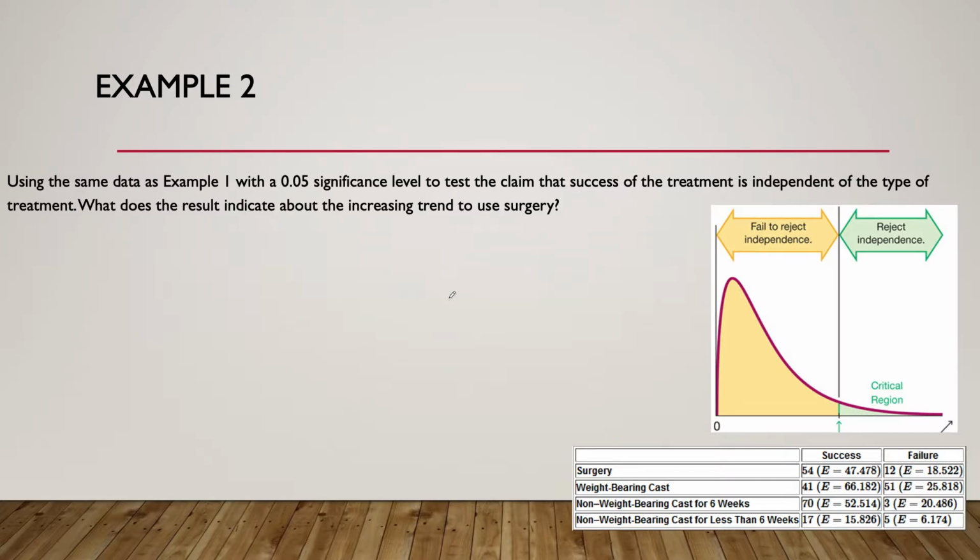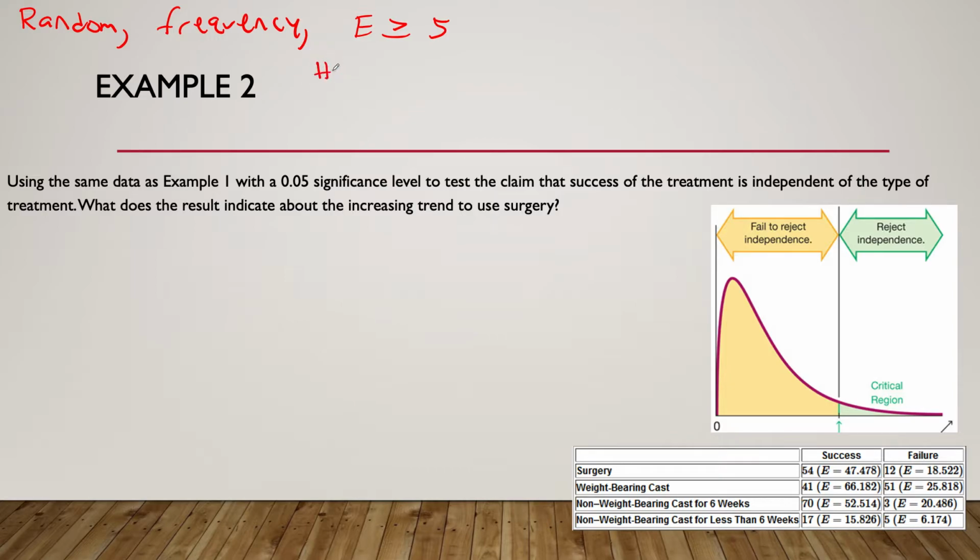Using the same data as example 1 though, with the 5% level of significance, test the claim that success of the treatment is independent of the type of treatment. What does the result indicate about the increasing trend to use surgery? Here we have our random samples. So that's all fine and dandy. We have a frequency table which we were given. Now it's relative frequencies, but that's fine. Each expected frequency is at least 5, the lowest being 6. So, well, close. We could still use it.